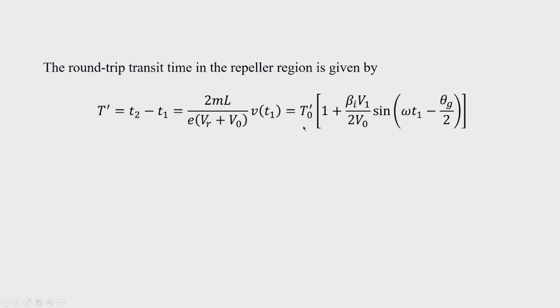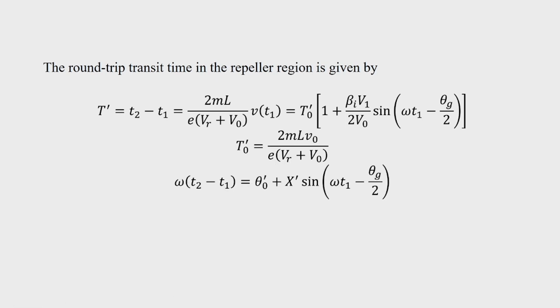and therefore, it can be written in this form: T dash is equal to T naught dash into 1 plus beta I V 1 by 2 V naught sin(omega T 1 minus theta g by 2). We follow the same type of analysis as we have done in the case of 2 cavity Klystron. And here T 0 dash is 2 m L V naught divided by E (V r plus capital V naught).